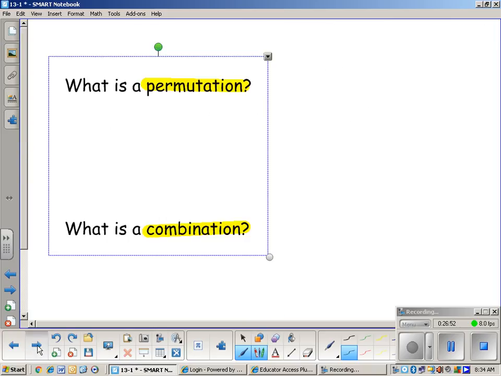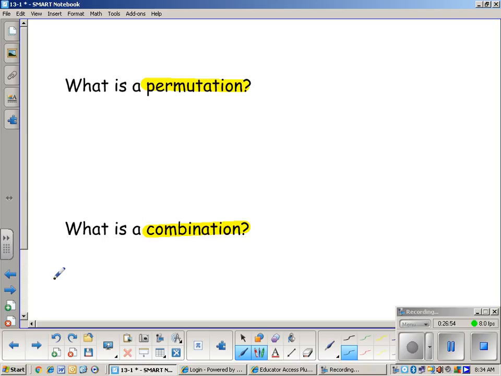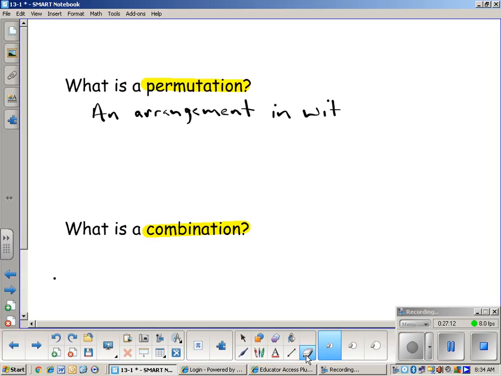This is leading on to this question right here. What is a permutation? Okay? A permutation is an arrangement in which the order matters.